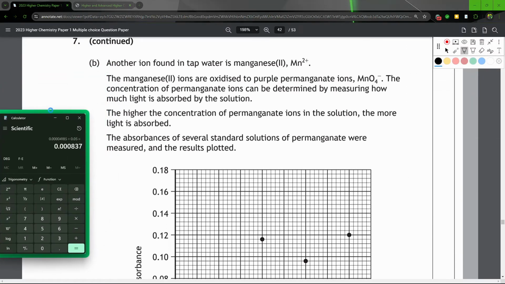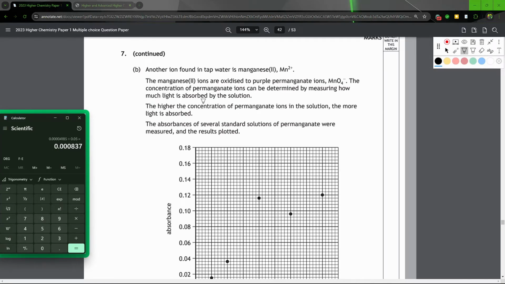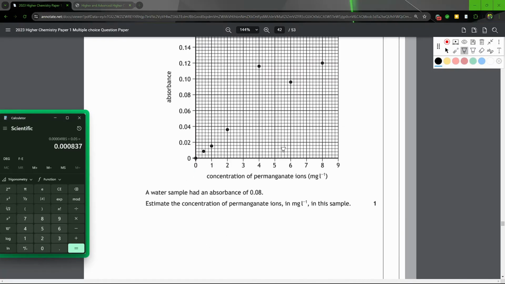Another ion found in tap water is manganese. Manganese 2 ions are oxidized to purple permanganate ions. The concentration of permanganate ions can be determined by measuring how much light is absorbed by the solution. The higher the concentration of permanganate ions in the solution, the more light is absorbed. The absorbances of several standard solutions of permanganate were measured and the results plotted. A water sample had an absorbance of 0.08. Estimate the concentration of permanganate ions in milligrams per litre in this sample.